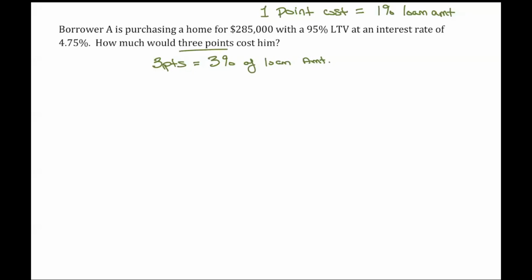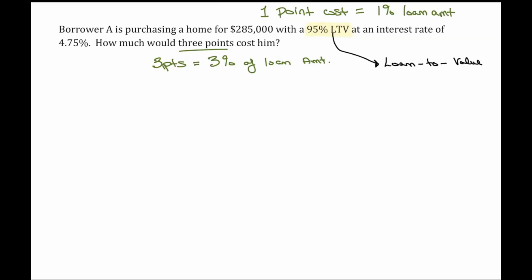It does. It's telling us, with this LTV, hey, we're borrowing 95% of the value. LTV stands for loan to value. We're comparing the amount of loan to the value of the property. We're not borrowing 100% of what the property is worth. We are borrowing 95% of the value of the property.